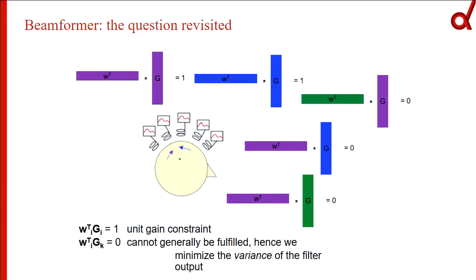So basically the first part, W times G, is our unit gain constraint, that has to be 1. And then all other positions have to be 0, which in practice is of course unfeasible because you always have something there. So what we say is we just want to minimize the variance at that position. So it has to be not 0, but close to 0, as close as possible.